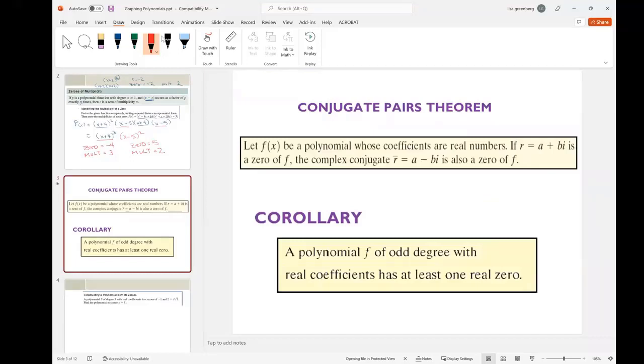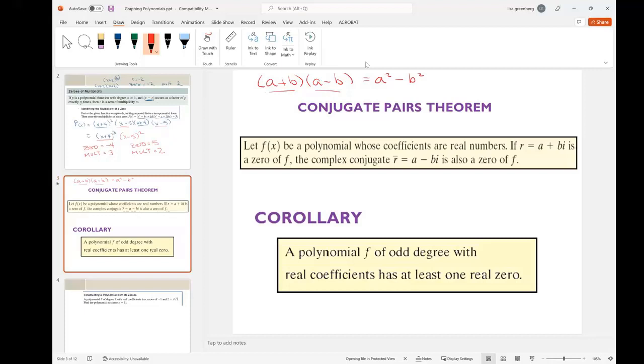So now we have what's called the conjugate pairs theorem. So what are conjugates? If I have (A plus B) times (A minus B), notice that equals A squared minus B squared. This you should just know always. A plus B has a conjugate that is A minus B. A minus B has a conjugate that is A plus B. So those are called conjugates.